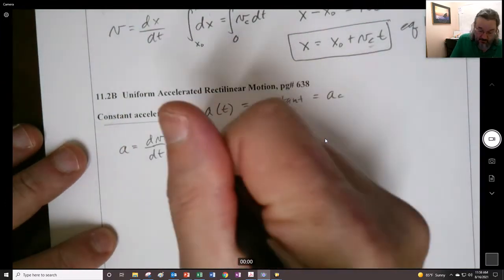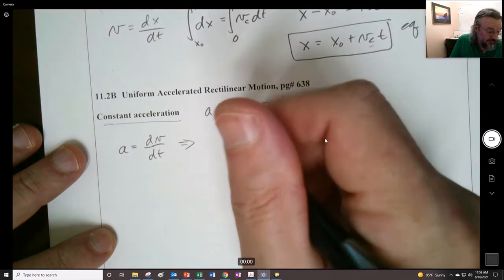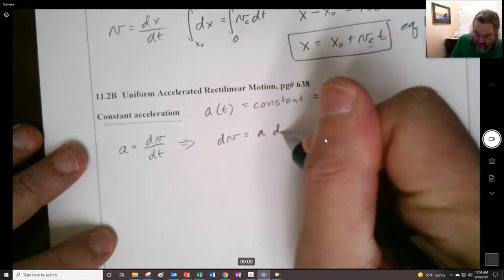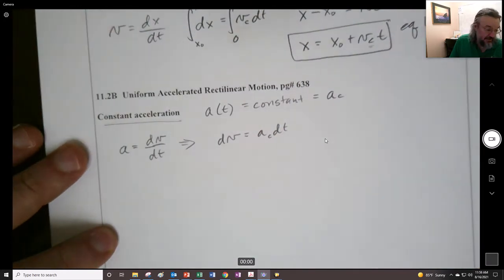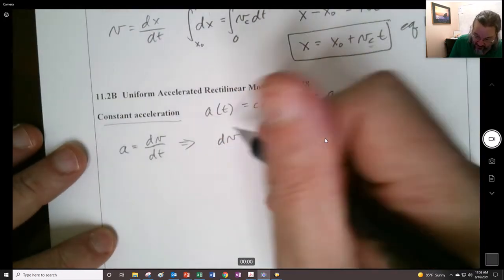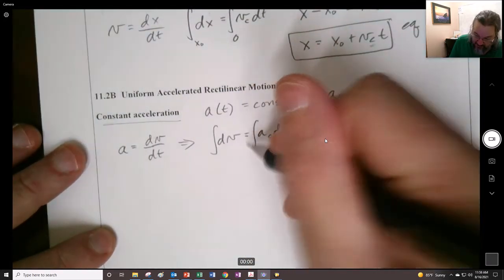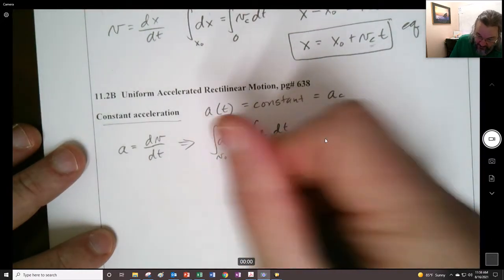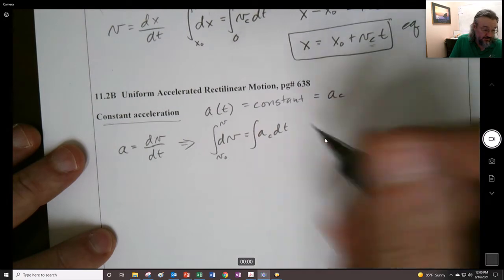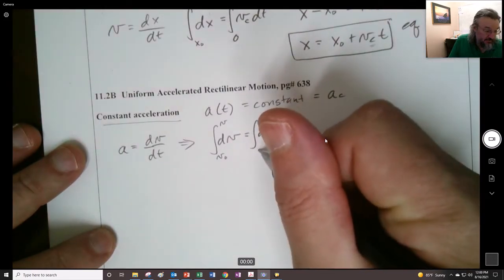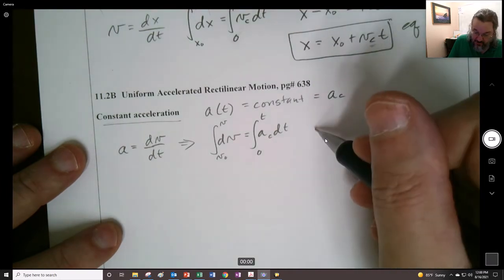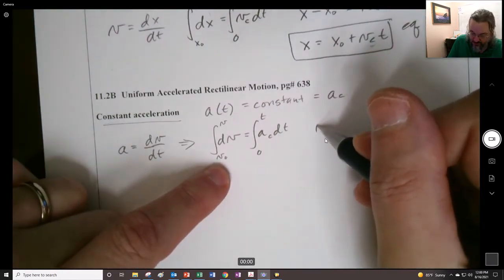Right? And I draw a little arrow right there, and now I can rewrite this thing as a dt, but a is constant. So if we integrate this from v naught to some velocity, and integrate this from time 0 to t, we just end up with the simple equation, and I'll just rewrite the thing out.